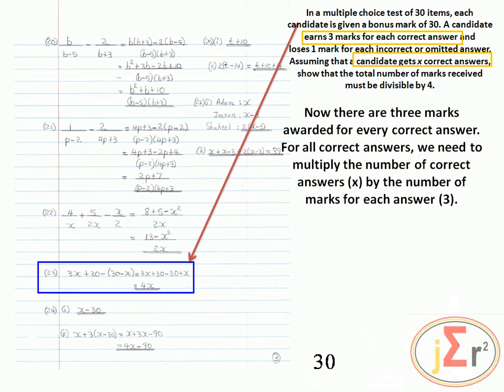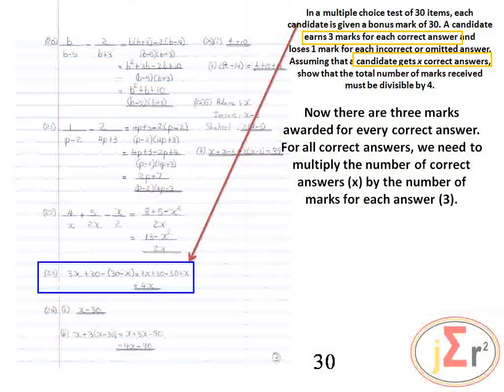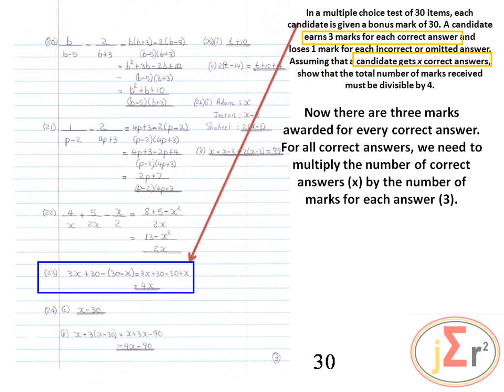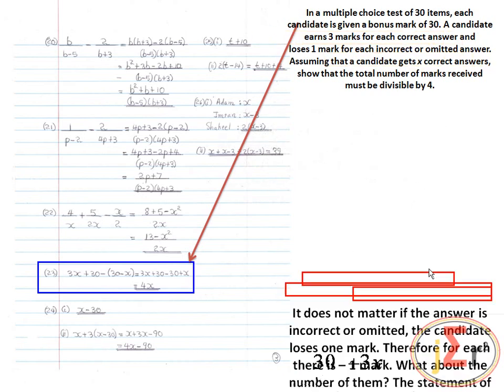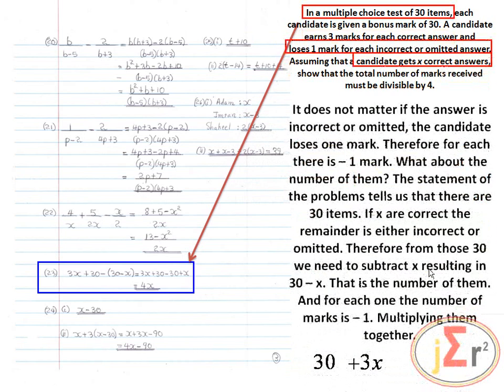Now, there are 3 marks awarded for every correct answer. For all correct answers, we need to multiply the number of correct answers, which is x, by the number of marks for each answer, which is 3. So 3x represents the total number of marks for correct answers. We have x correct answers, and each answer is 3 marks. So 3 times x, 3x. That's a bit, but what does it say?